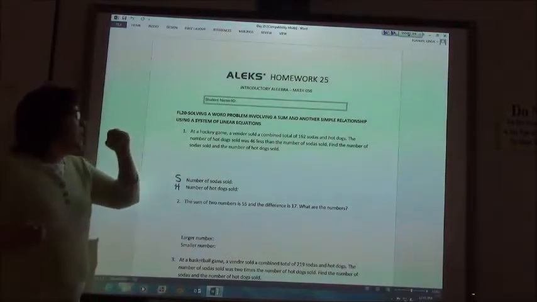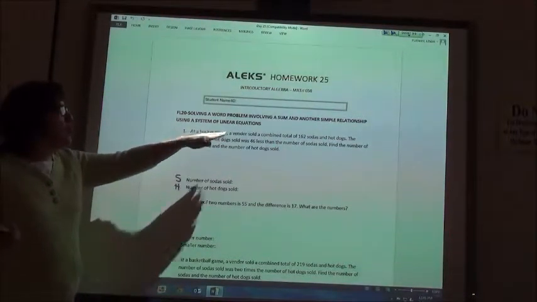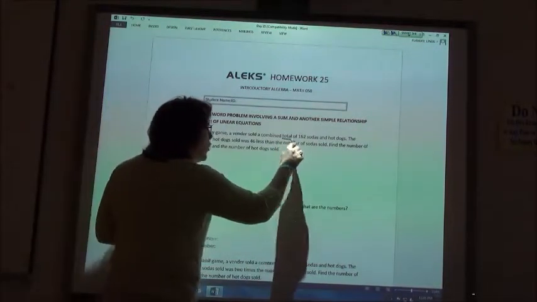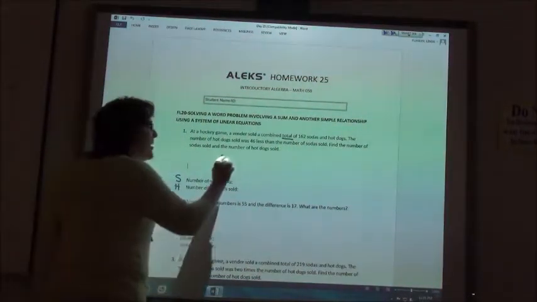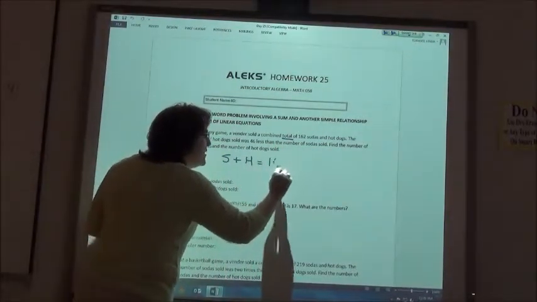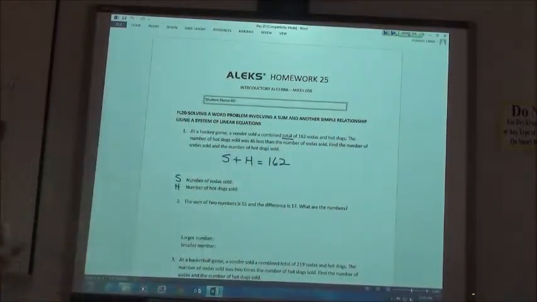It says here, at a hockey game, the vendor sold a combined total of 162 sodas and hot dogs. So one of my equations has to do with a total. Total means I'm going to add the number of sodas plus the number of hot dogs is the 162 combined total that I had.